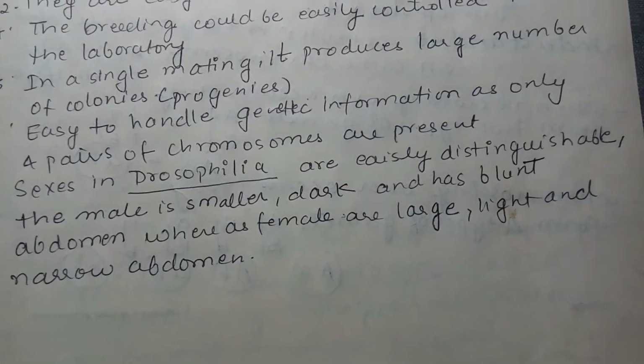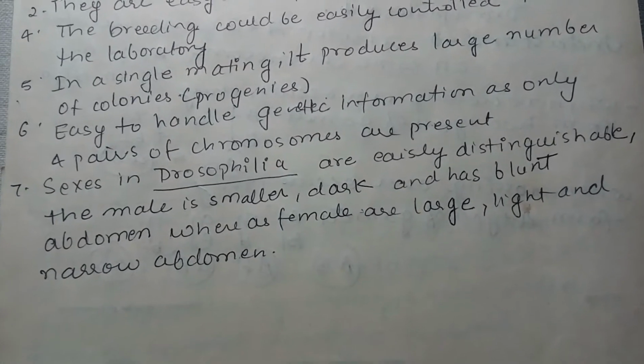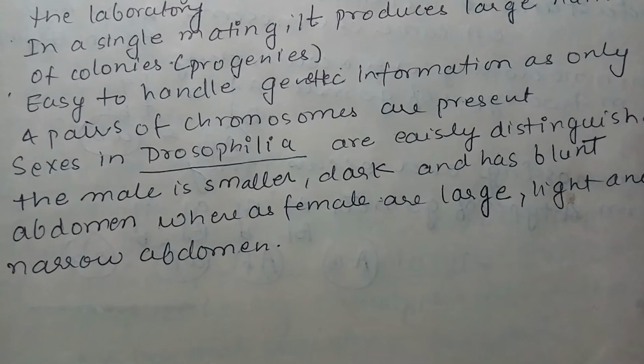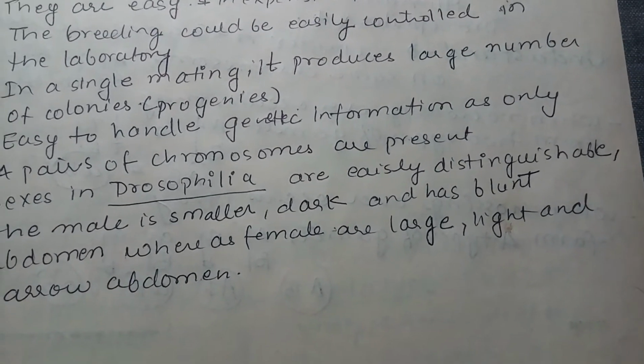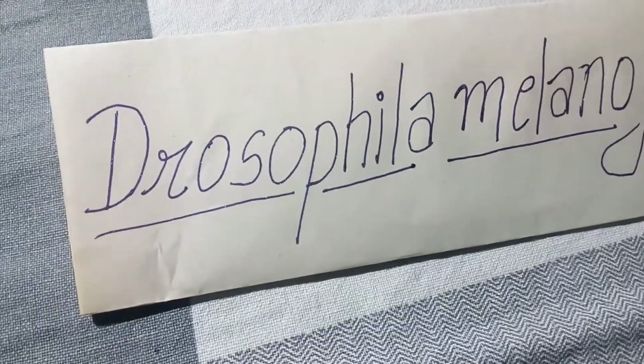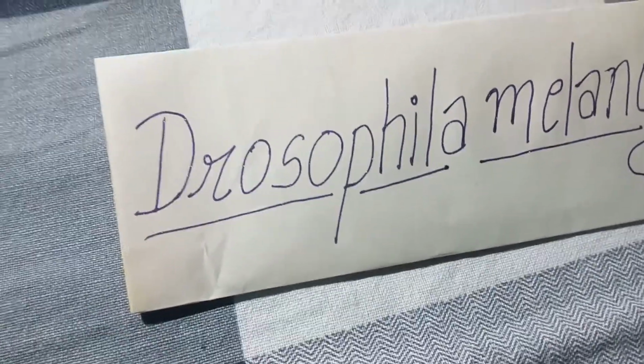Sexes in Drosophila are easily distinguishable. That is, the male is smaller, darker, and has blunt abdomen, whereas female is large, light, and narrow abdomen. Linkage and crossing over. Let's see how it was used.